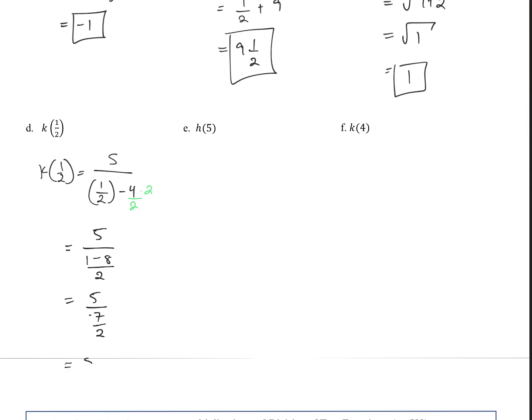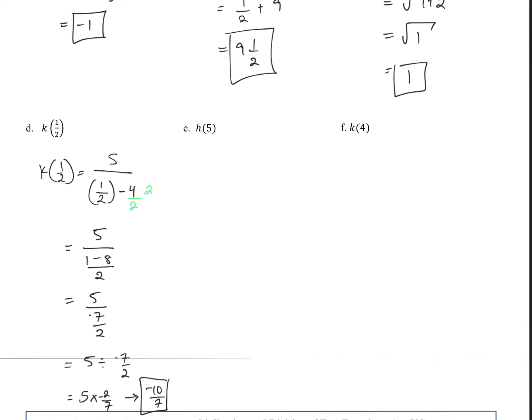And that's just going to be 5 divided by negative 7 over 2, which when I simplify it is going to be 5 times 2 over 7, once again negative. Let's use my little arrow here to indicate I'm moving that way. And that's just going to be negative 10 over 7. And we're done there.